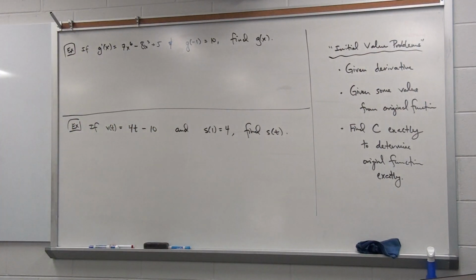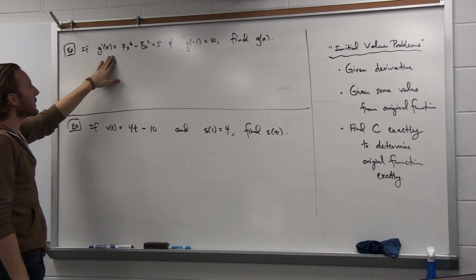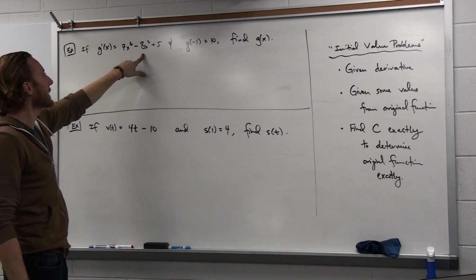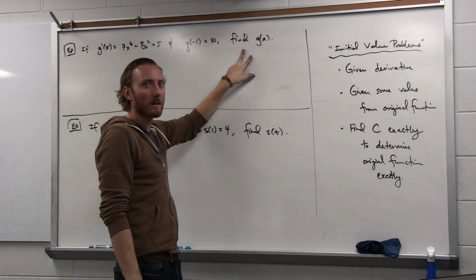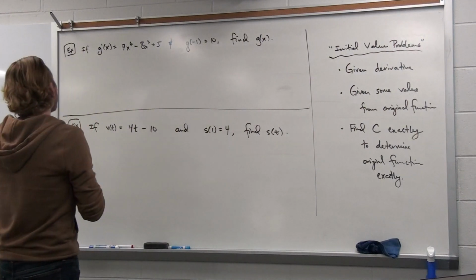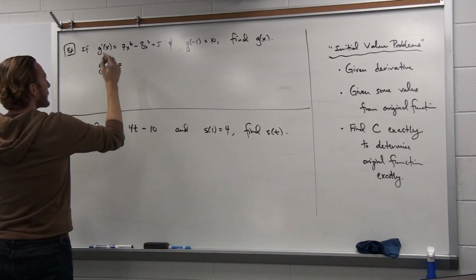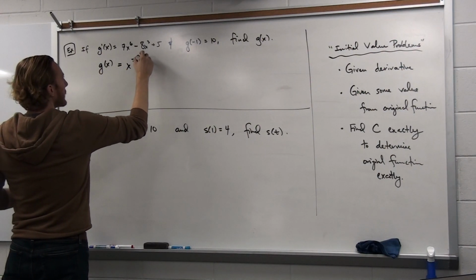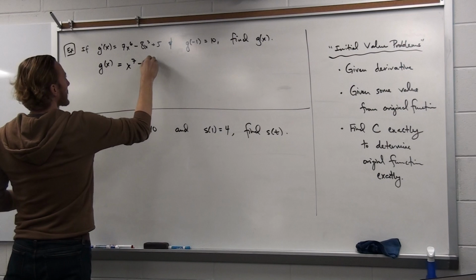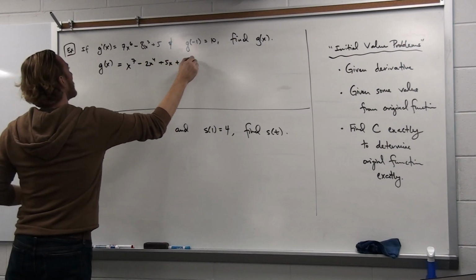So here's a situation. Imagine we're given this derivative. We know that g prime is 7x squared minus 8x cubed plus 5. We want to find g. Well, first off, you know the form that g takes. Take the antiderivative: x to the 7th minus, that's going to be 2x to the 4th, plus 5x plus c.